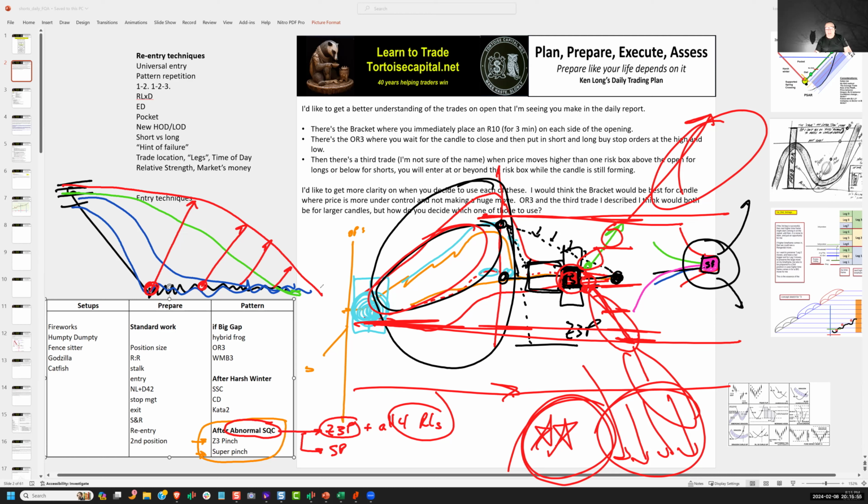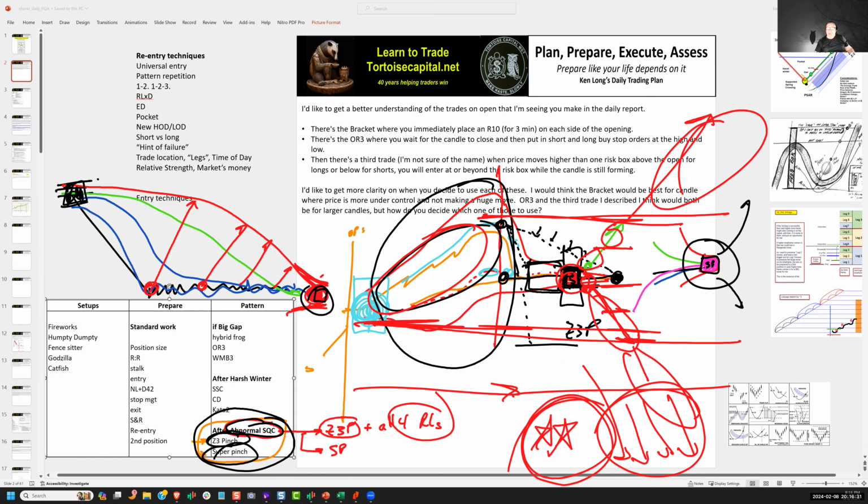But if it never does that and they all compress in here, and the RL and the local Z3s are all compressed, now the breakout, this box is just like this box. And it goes from super pinch to super pinch, but how it gets there can vary. So that structure is how I need to see it. The abnormal Z3 pinch is good enough, super pinch is better.